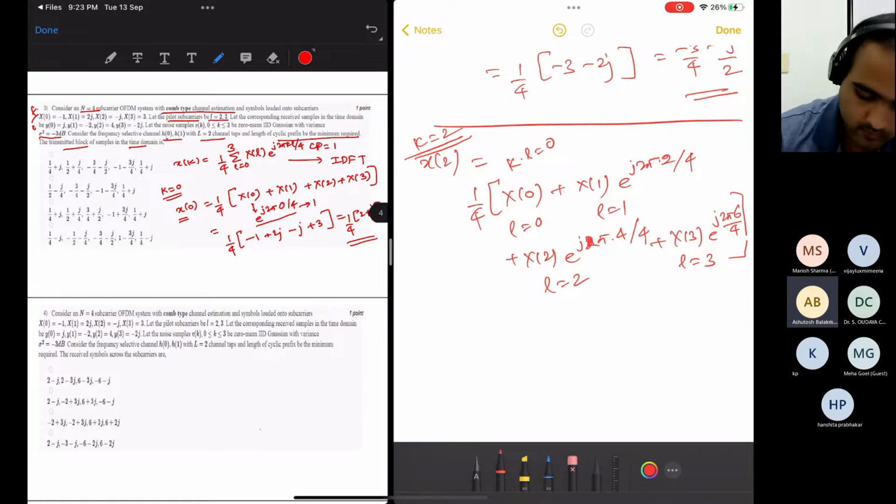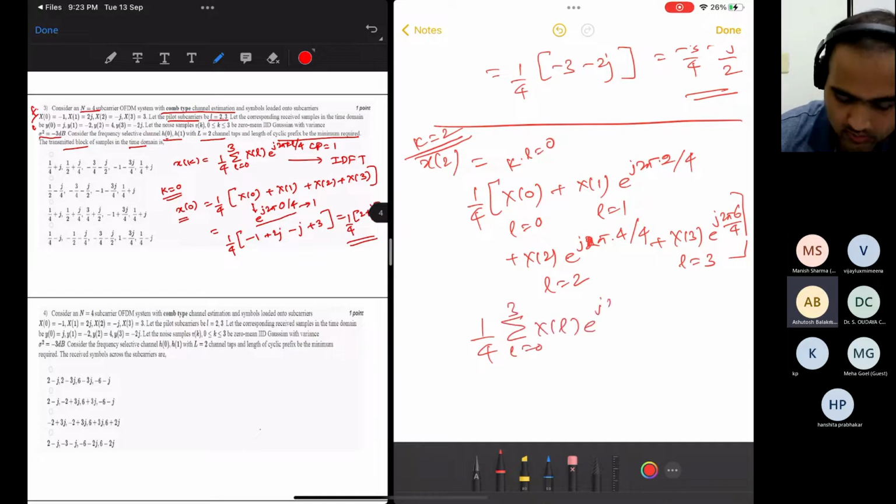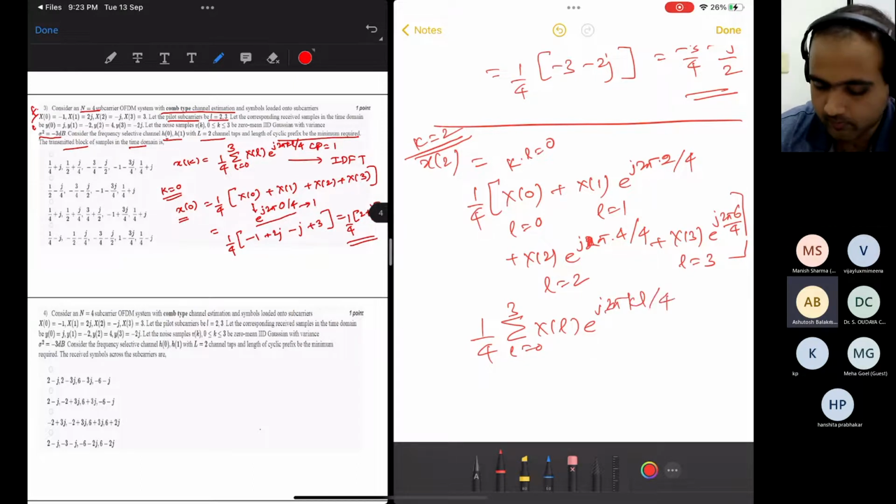All right. So we are just expanding the general formula which we have, right? Summation L is 0 to 3 x of L e to the power j 2 pi kL by 4. We are just expanding this.